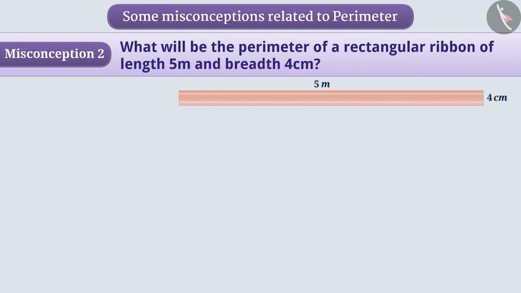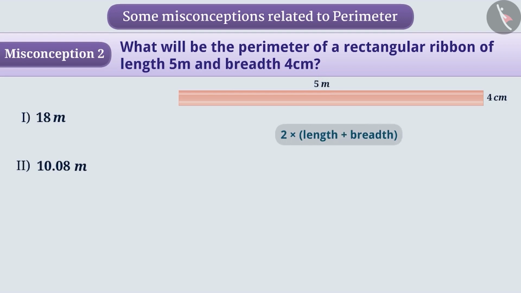Misconception 2. What will be the perimeter of a rectangular ribbon of length 5 meter and breadth 4 centimeter? Some students fail to pay attention to the units while measuring the perimeter. They place the digits as they are in the formula 2 multiplied by length plus breadth, which gives them the result 2 multiplied by 5 plus 4 is equal to 18. They see this number in option 1. So they select option 1 as the answer. But this is an incorrect answer.